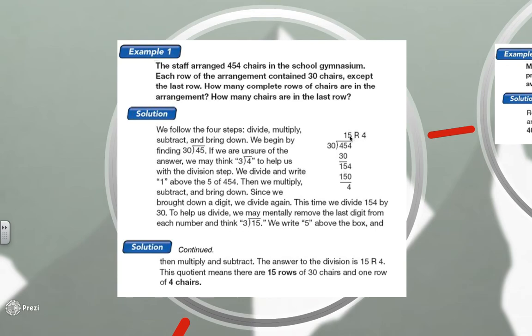So I'm going to put a 5 up here, and when I multiply this out, 5 times 0 is 0, and then 5 times 3 is 15. So I put 150 down here, then I subtract and I get a 4. So my remainder is 4. So right now we have 15 rows of 30, right? And then I have a remainder of 4 chairs. Does that make sense? All right, so our solution, it says down here, is the answer is 15, remainder 4. The quotient means there are 15 rows of 30 chairs and 1 row of 4 chairs. Okay.